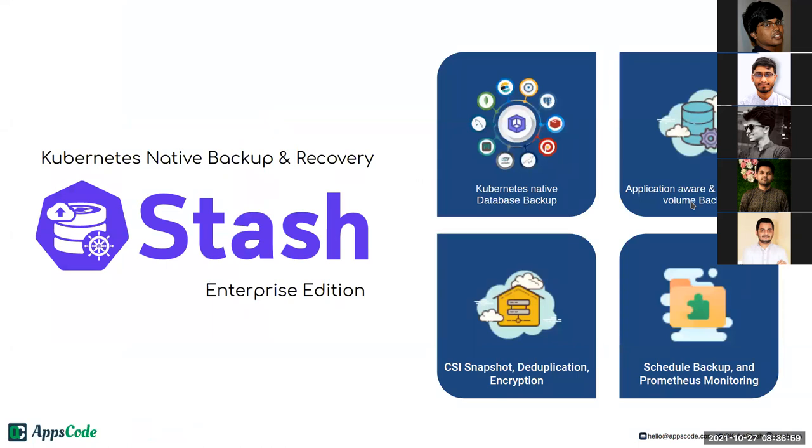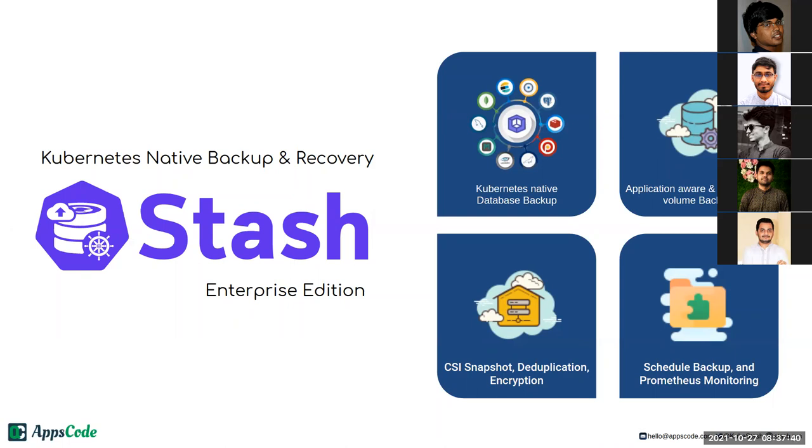Now let's get started with the Stash introduction. What is Stash? Stash is a cloud-native data backup and recovery tool for Kubernetes. Using Stash, you can backup Kubernetes workloads, volumes, and databases. Stash integrates with the Kubernetes CSI driver that provides CSI snapshots. In Kubernetes, you have to create a snapshot for each PVC. So if your application has multiple volumes, you have to create multiple snapshots. Stash automates these things. You just need to target the workload in Stash, and it will automatically take backup of all the volumes for the workload.